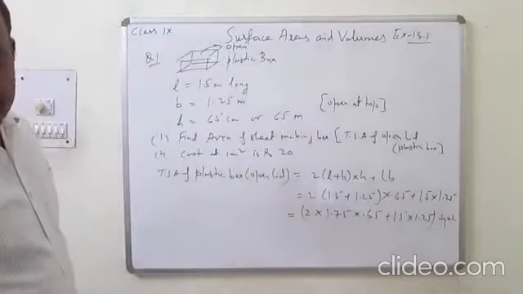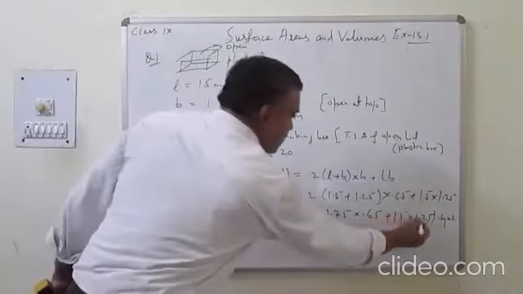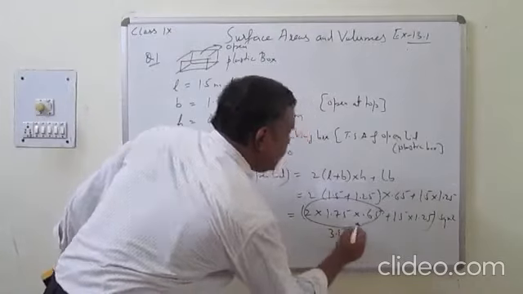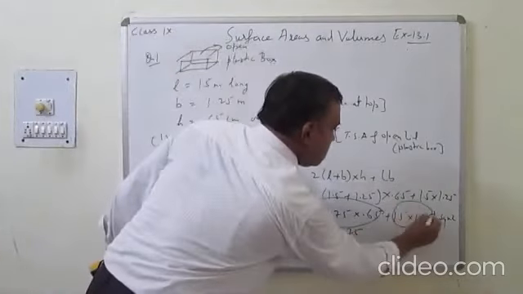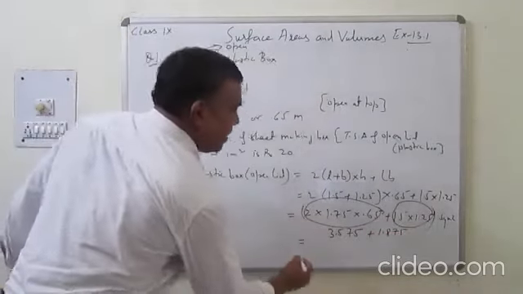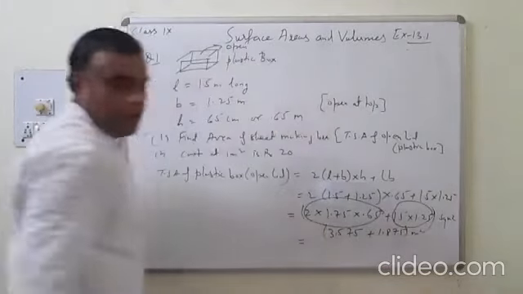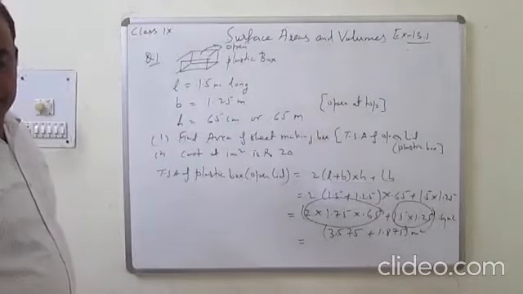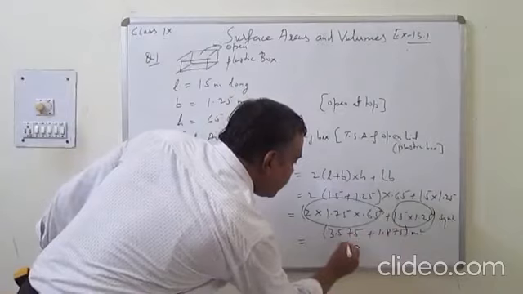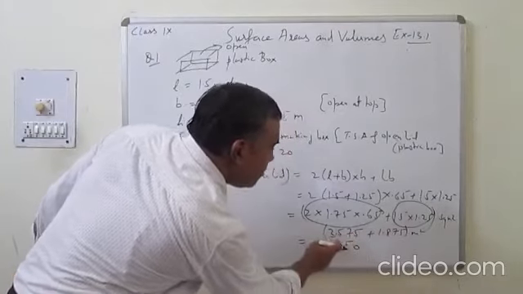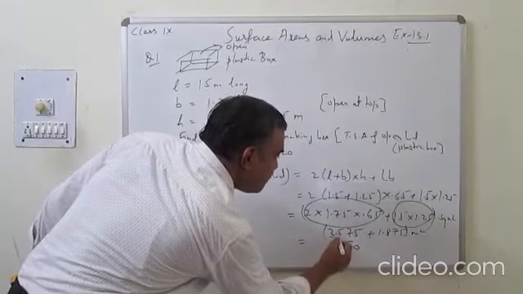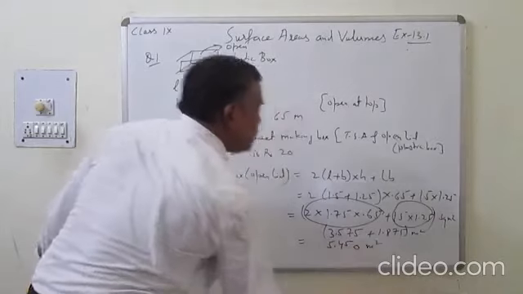Now if you multiply this, you will get 3.75. If you multiply this, you will get 1.875. If you add it, this is meter square. Adding, you will get 5.625 meter square.